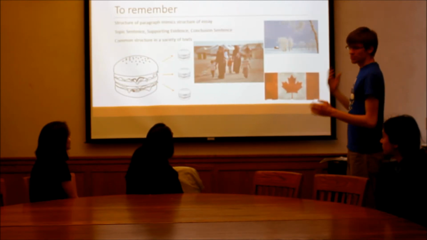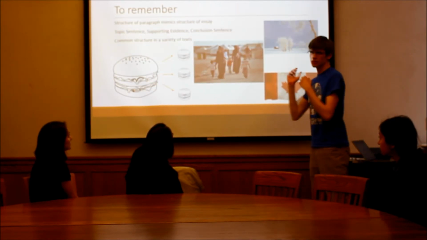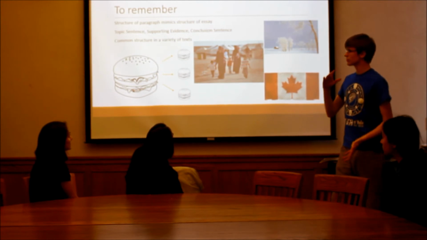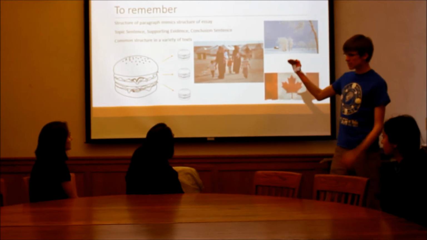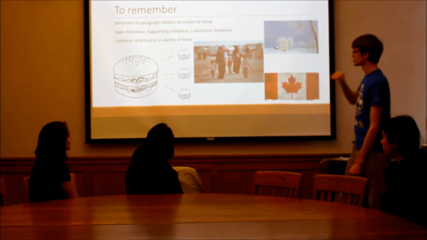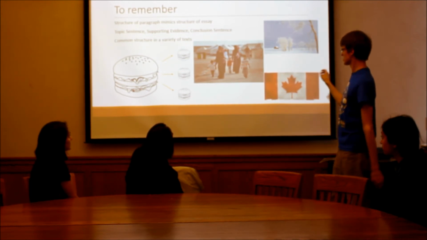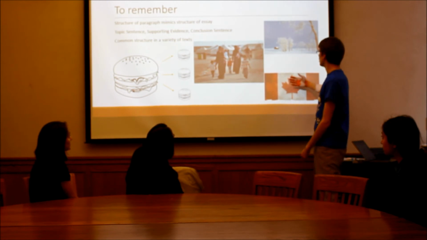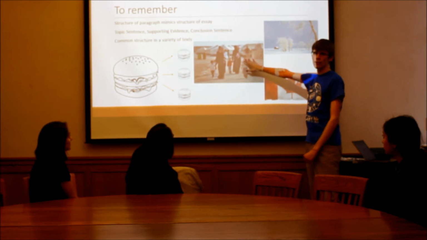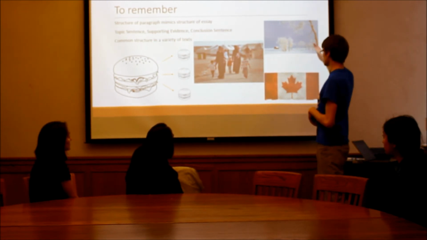To wrap things up, this is what you need to remember, that the structure of a paragraph mimics the structure of the essay as a whole. It has a topic sentence, which is like an introduction, supporting evidence, which is like supporting body paragraphs, and then a conclusion sentence, which is like a conclusion. And that's common in lots of different kinds of texts, like this text about Canada, or the op-ed about Syria, or even this textual analysis of Ethan Frome. Okay?